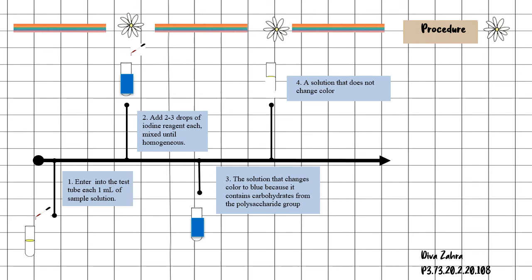So this is the procedure. The first step is you should put 1 ml of each sample solution into a test tube. The second is you should add 2 or 3 drops of iodine reagent to each and mix until homogeneous. Third, a solution that changes color to blue contains carbohydrates from the polysaccharide group. And the fourth, a solution that does not change color does not contain carbohydrates from the polysaccharide group.